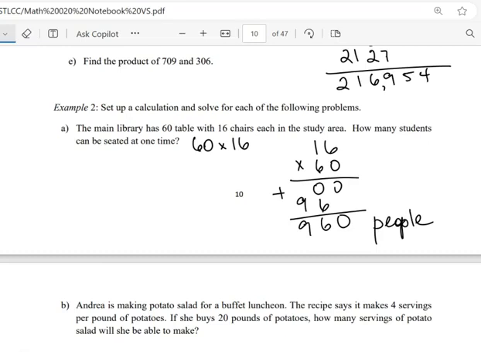Okay, so here's the last one. Andrea is making potato salad for a buffet luncheon. The recipe says it makes 4 servings per pound of potatoes. If she buys 20 pounds, how many servings of potato salad will she be able to make? So you have 20 pounds. Each one makes 4 servings. That would get you 80 servings.